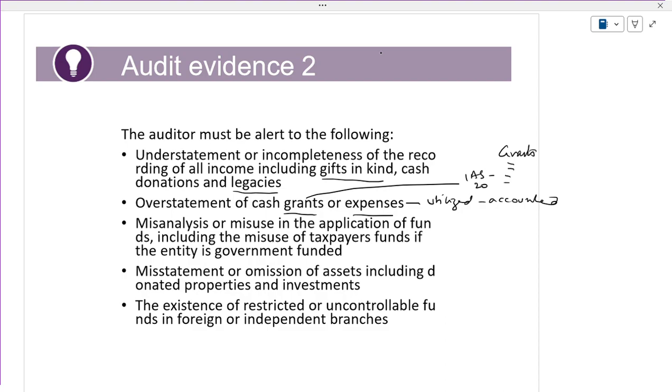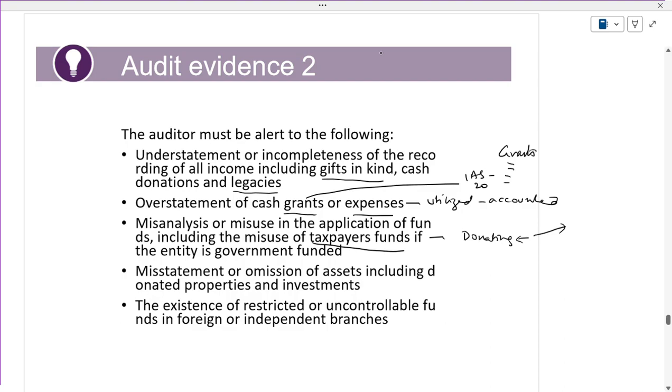Misapplication or misuse of funds, including misuse of taxpayers' funds. See, when companies donate, they will get tax exemption. The companies are donating the taxpayers' money. We have to make sure that we do not misappropriate or misuse the funds.